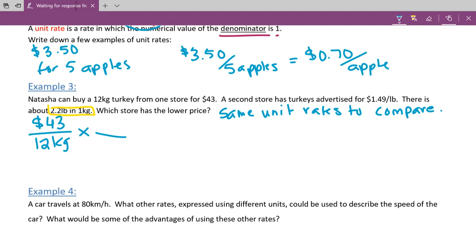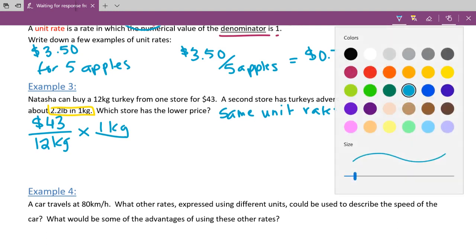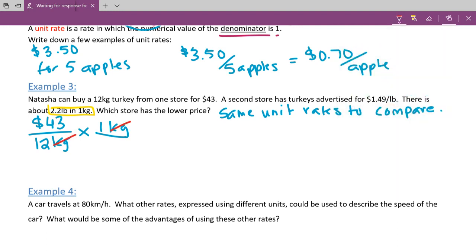Remember, if I'm doing unit analysis, I want kilograms to show up on the top so that these two units cancel each other out top and bottom. And then I'm left with, based on the other half of my conversion factor, how 1 kilogram is related to pounds, I'm ending up with pounds on the bottom. So as we can see already, this is going to get me to dollars per pound.